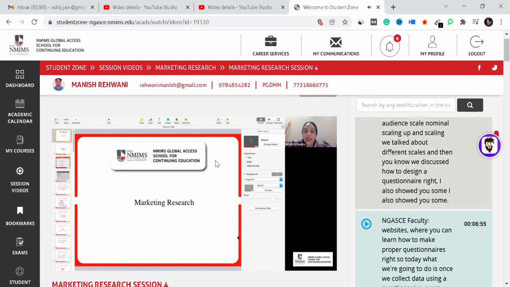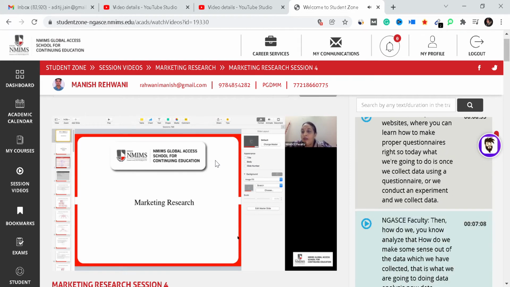So today, what we are going to do is, once we collect data using a questionnaire, or we conduct an experiment and we collect data, then how do we analyze the data? How do we make some sense out of the data which we have collected? That is what we are going to do in data analysis.